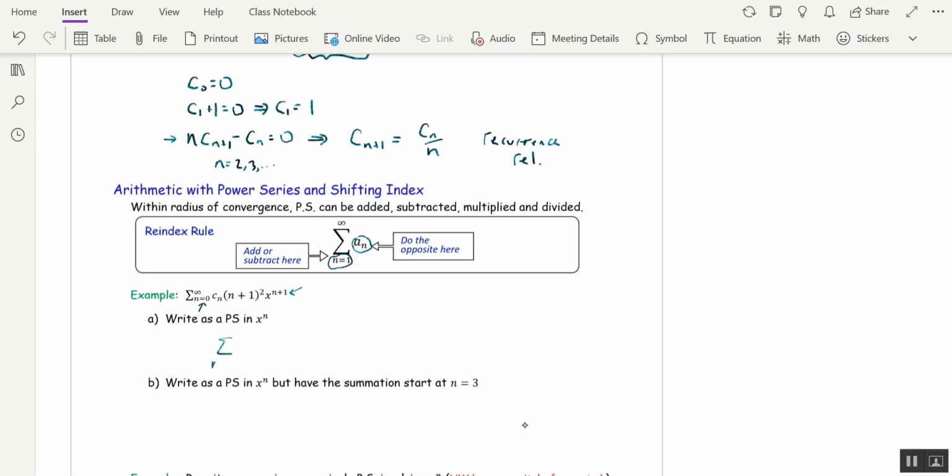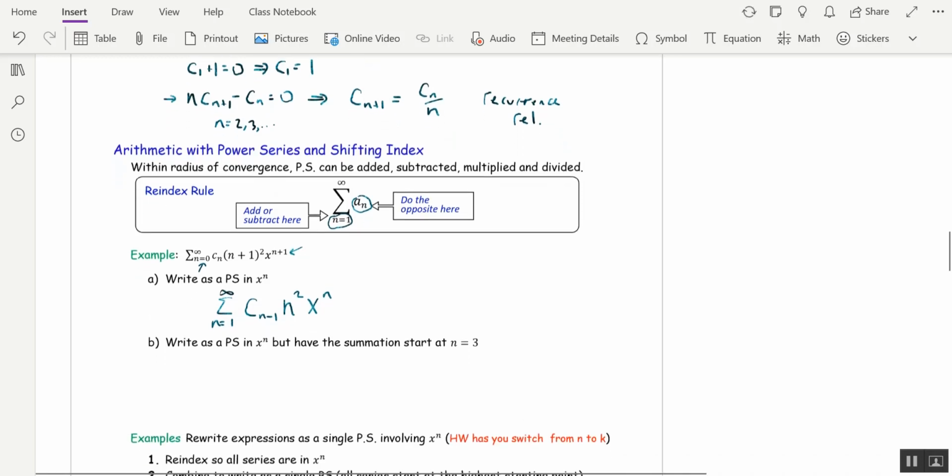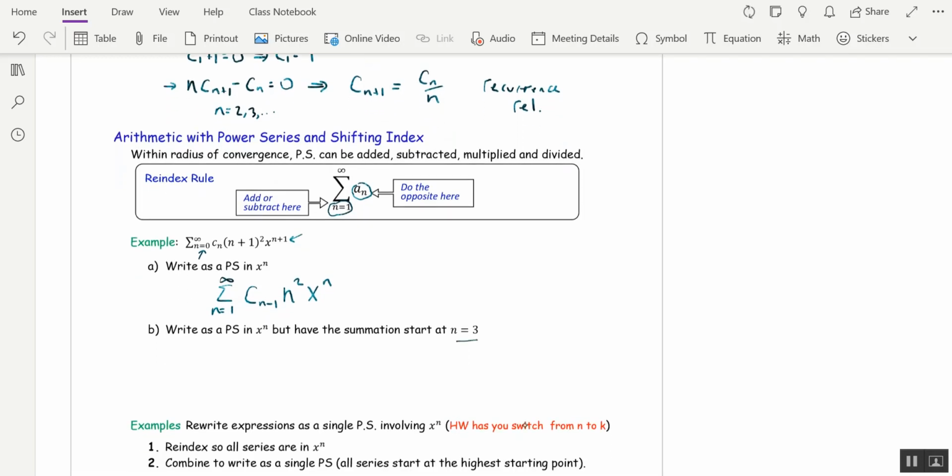So this is going to be sum n equals 1 to infinity. And then literally everywhere I see an n in that formula, I need to replace it with n minus 1. So this is c n minus 1. n plus 1 minus 1 is just going to be n, and that's squared, and then x to the n. Okay, now suppose I want to write that as a power series that starts at n equals 3. So similar to what we did on the previous page, we need to pull out the n equals 1 term and the n equals 2 term, and then we'll be able to finish off with n equals 3 to infinity.